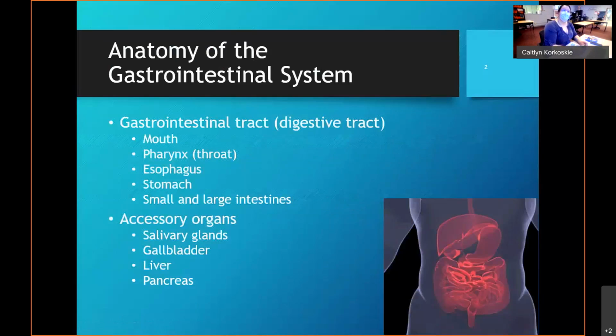But in here, the anatomy of the GI system, this one I am going to read off because there's not much else to go through. Of course, you have the digestive tract, which is your mouth, pharynx, which is your throat, your esophagus, which leads down into your stomach, and then the small intestines, and then the large intestines. And then you also have the salivary glands, which help break down food and make it easier for you to swallow. And then your gallbladder, liver, and pancreas, which help filter out some things and absorb some things that we do need from foods.